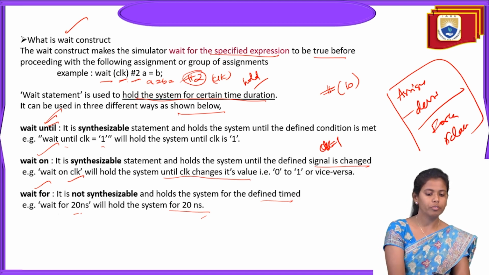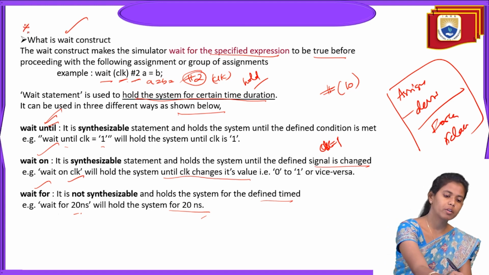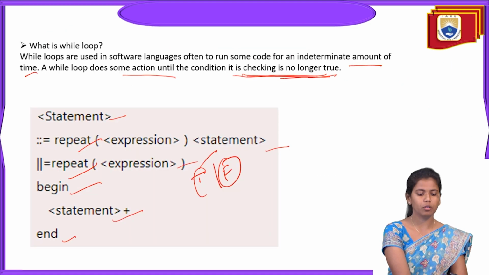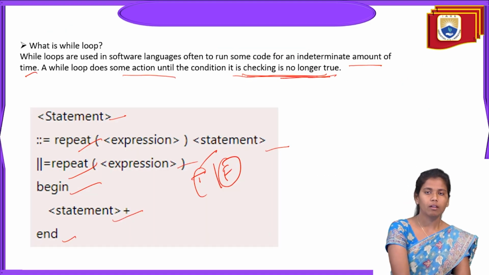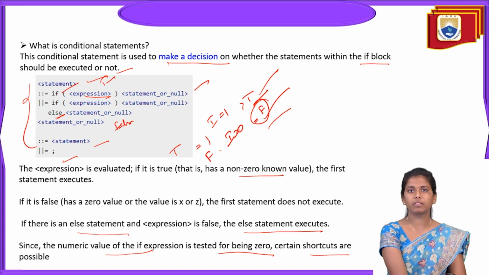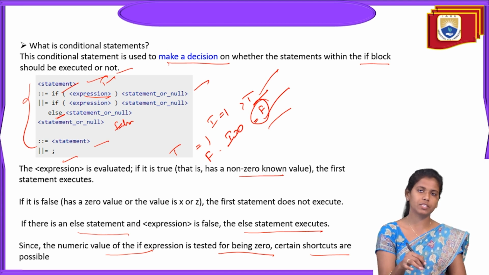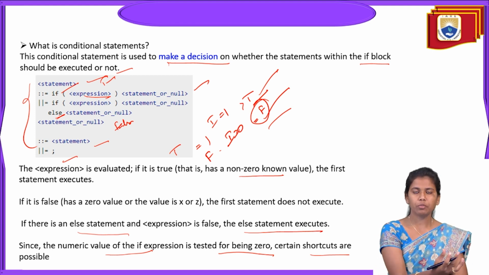The wait construct is very important from the exam point of view. If you come across wait constructs, you have to mention them very clearly, and if you mention them with an example, it's well and fine, you'll score good marks. Then coming to the looping statements, we have discussed the for loop, while loop, and conditional statements such as if statements. Among these, the for loop carries more weight than the other looping statements.